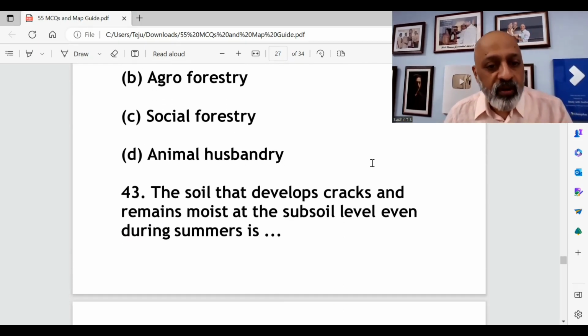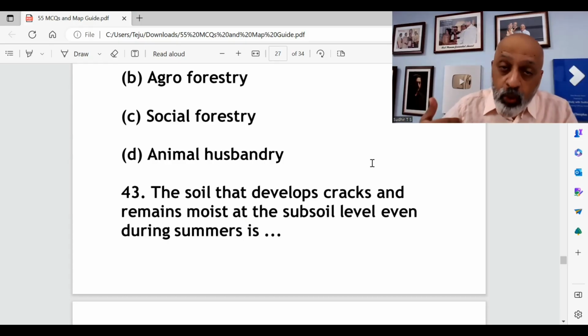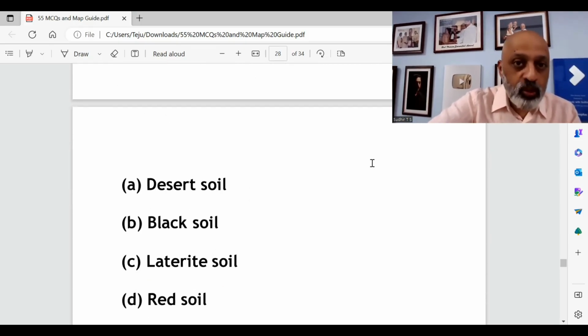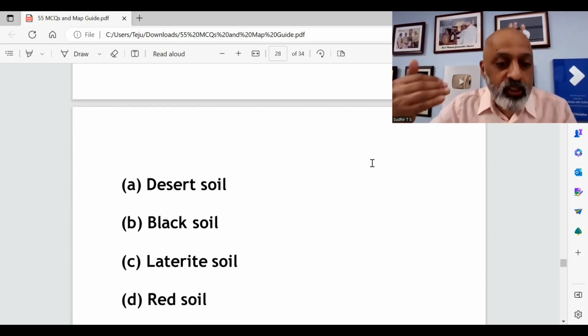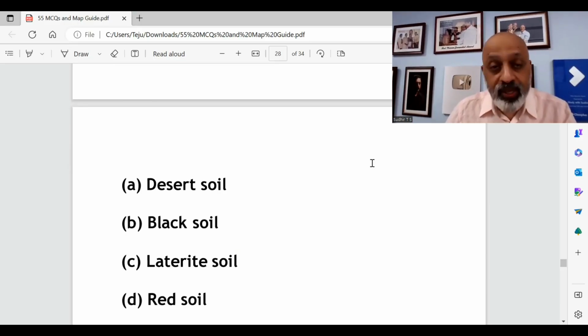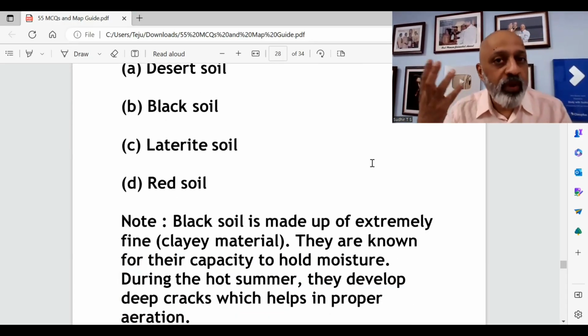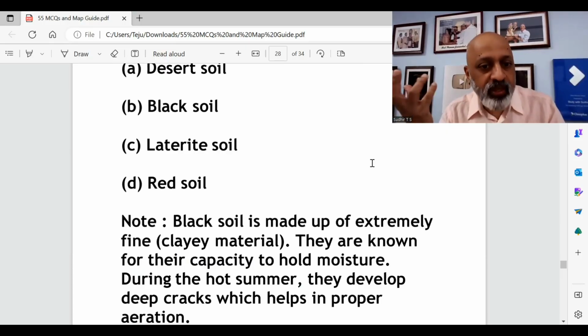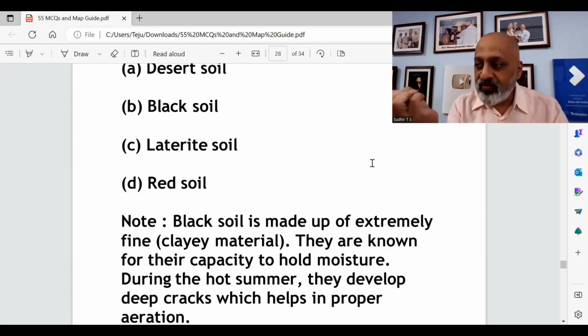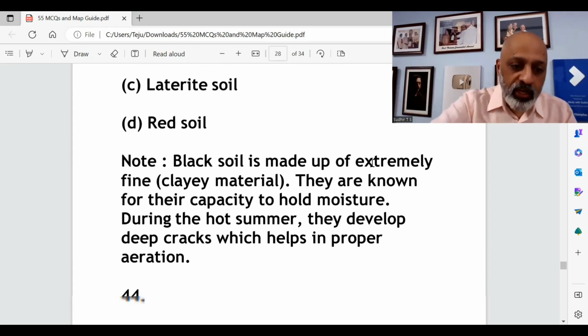The soil that develops cracks and remains moist at the subsoil level even during summers is desert soil, is it black soil, is it laterite soil, or is it red soil? The correct answer is B, black soil. Why? Because black soil is made up of extremely fine clay material. They are known for their capacity to hold moisture. And during the hot summer, they develop deep cracks which results in proper aeration.